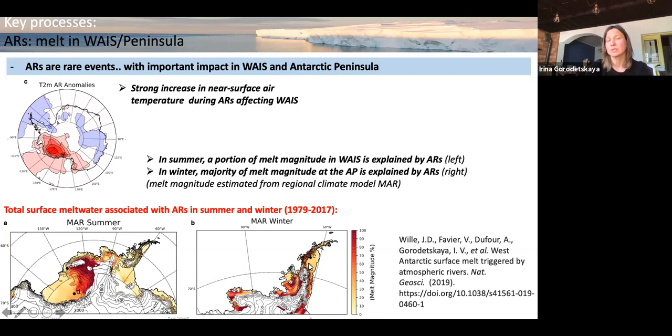And we have several major melt events that are associated with atmospheric rivers. So we see that melt is infrequent in winter, but at the same time, the majority of these melt events are explained by the atmospheric rivers.